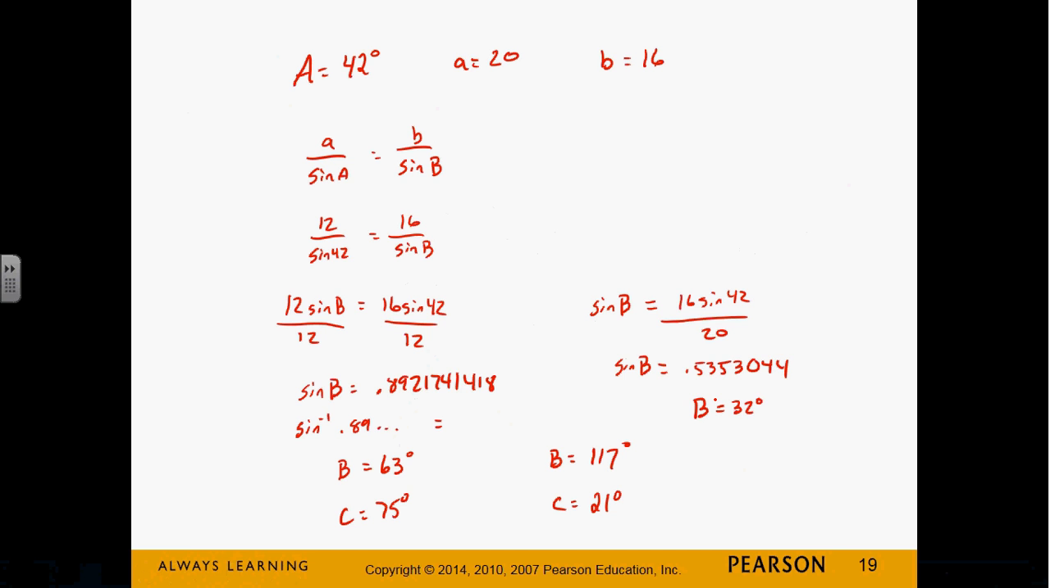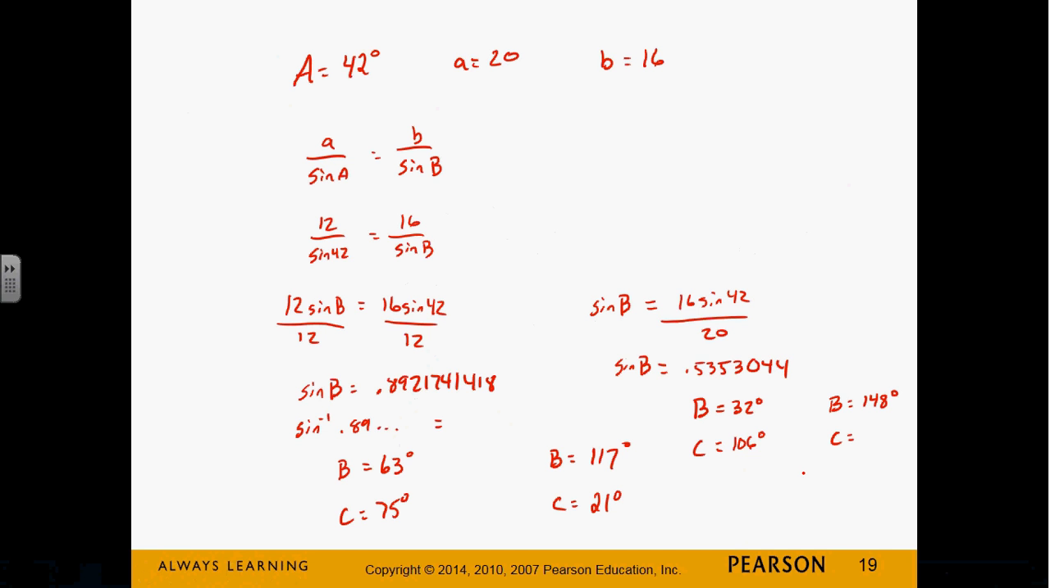32 degrees. Now notice B is now less than A. If I notice that, I know automatically there's only going to be one triangle. But if I don't recognize that, if this B is 32, what does the other B have to be? 180 minus 32, if there were one. And that would be 148 degrees. Okay, so if B is 32 and A is 42, what does C have to be over here? 106. Because it's 180 minus 42 minus 32.